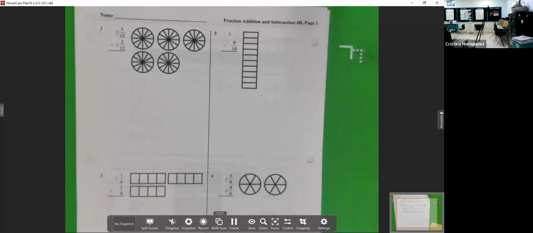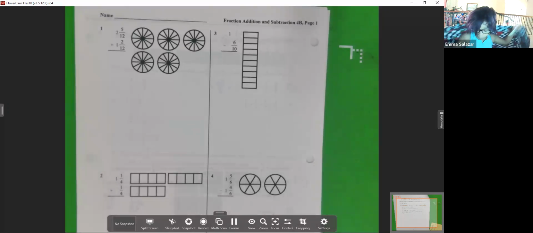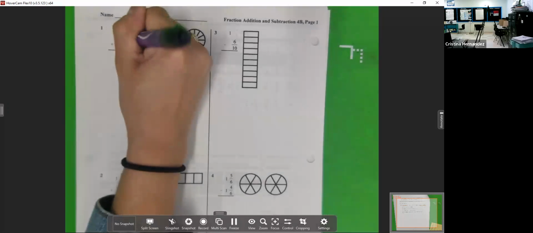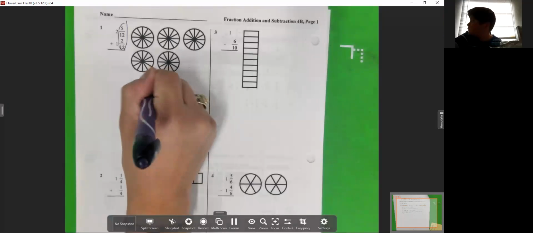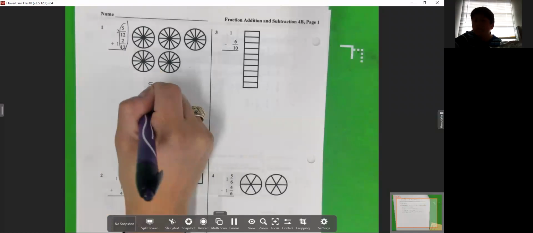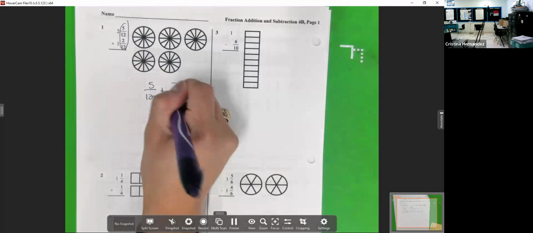Let's see. I want somebody else to answer this one for me. Okay, just hang on. Dojan, you want to answer this one? Number 4. We can add this fraction first. We'll add the fraction part first. So we'll do 5 twelfths. I won't even make y'all shade in the picture. 5 twelfths plus 2 twelfths. What do we get?